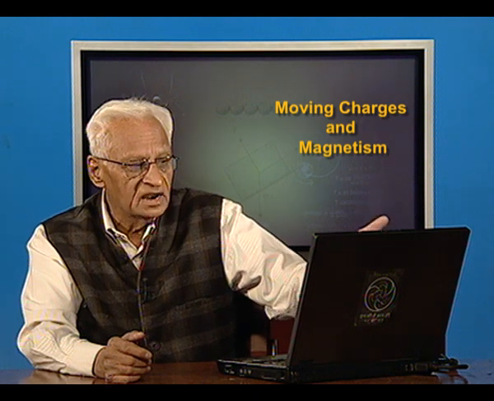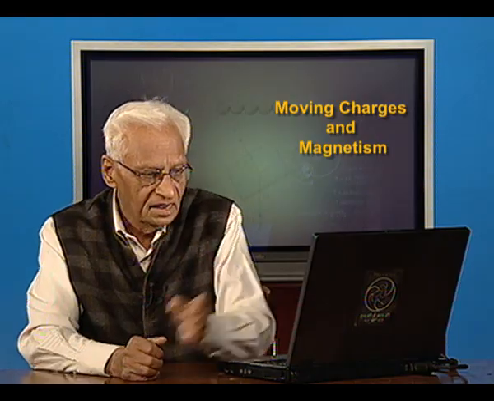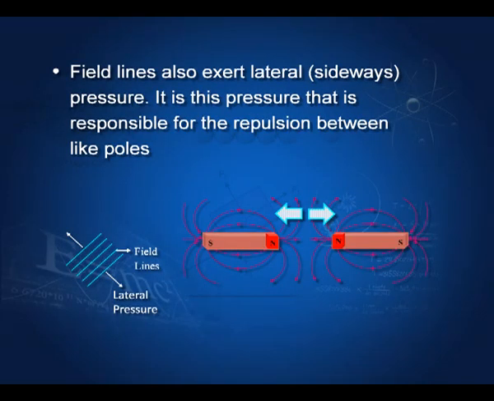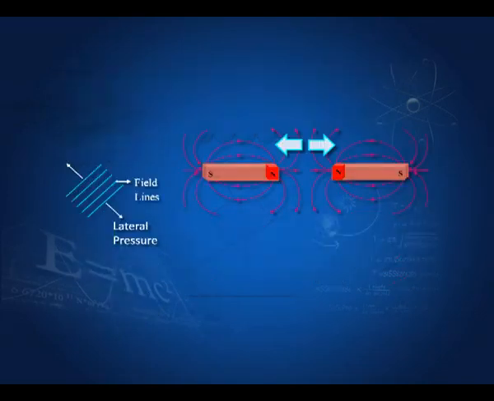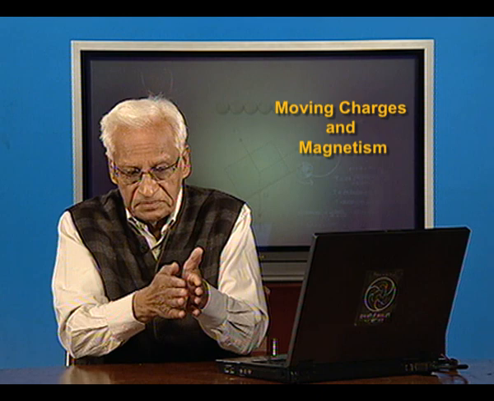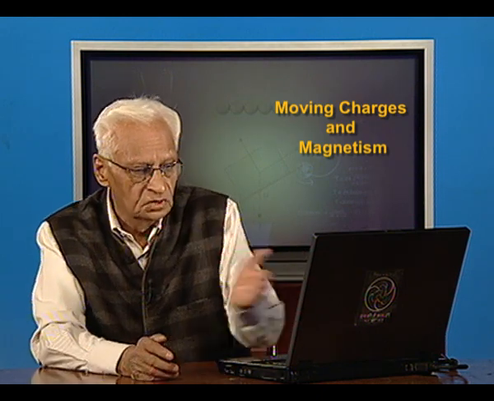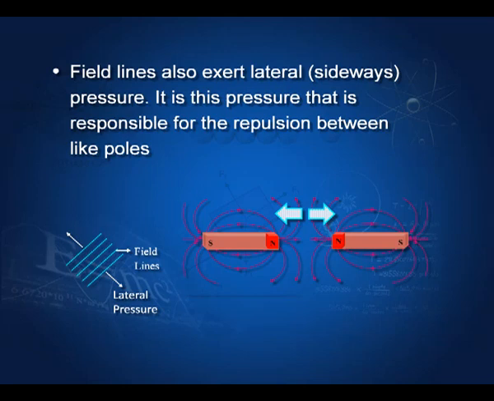Also, the field lines exert lateral pressure, that is sideways pressure, and this results in the repulsion of two like poles. Here I have got north pole, lines go like this, lines go like this, and wherever they are in the neighborhood, there is pressure pushing them apart, and this gives rise to repulsion between like poles.